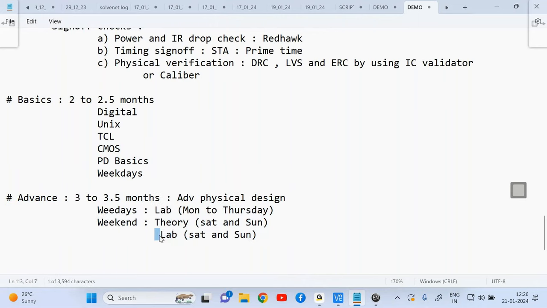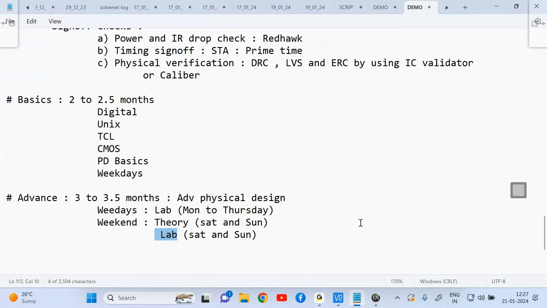In the lab, what will we do? We'll start doing the project. Theory will be done in parallel. For example, in theory they will cover floor plan and port placement. In the lab, we'll do how to create the die area, core area, and how to do the port placement, using the tool, IC tool. So this is how our course works.